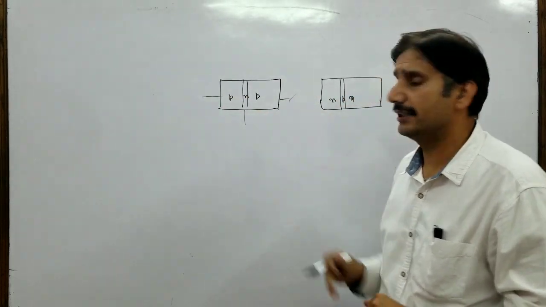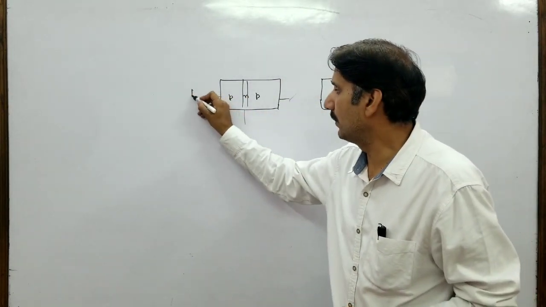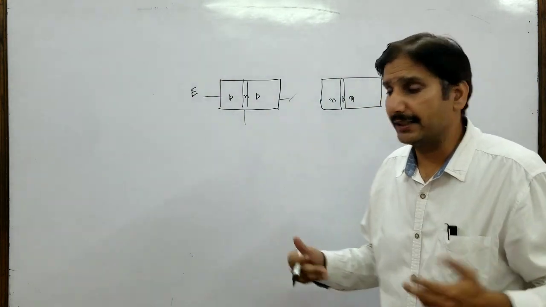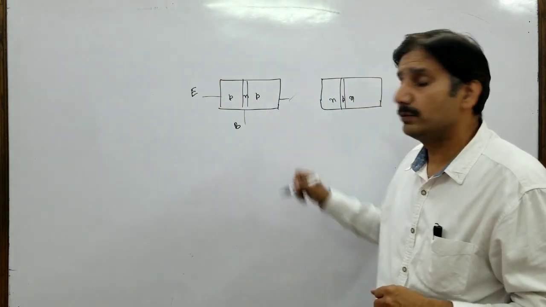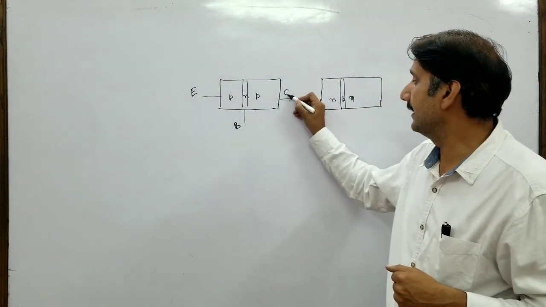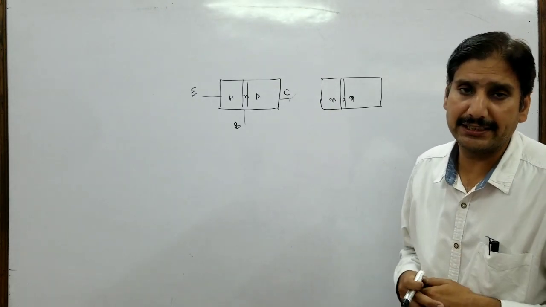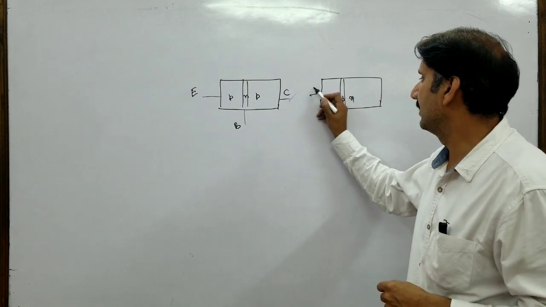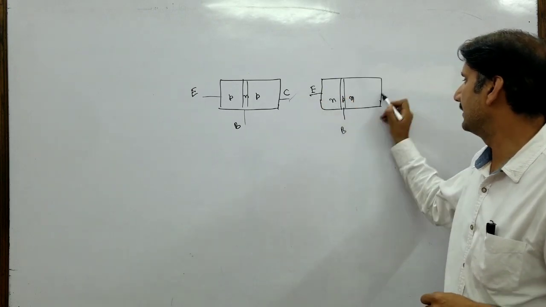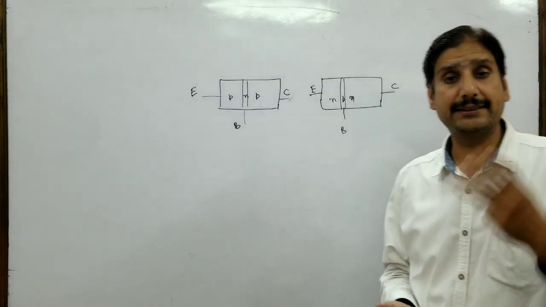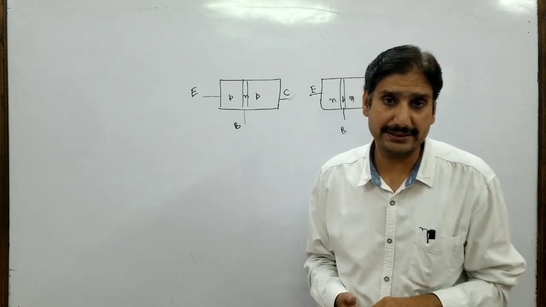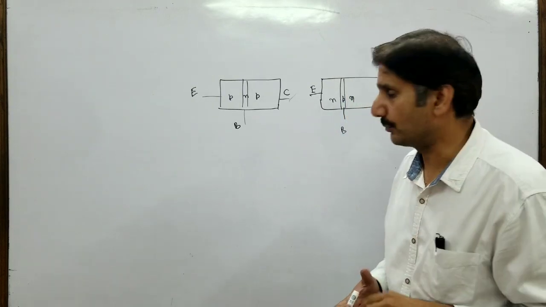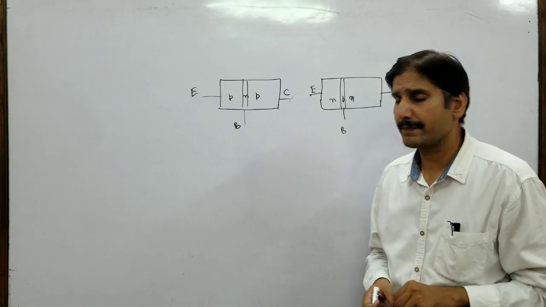As I told you earlier, they have got three terminals. One is called emitter, it emits the charge carriers. There is base, which plays the role of grid, and then there is collector, which collects the charge carriers, which plays the role of a plate of a triode valve. Similarly over here, it has got emitter, base and collector. So it's a three-layer, three-terminal device.